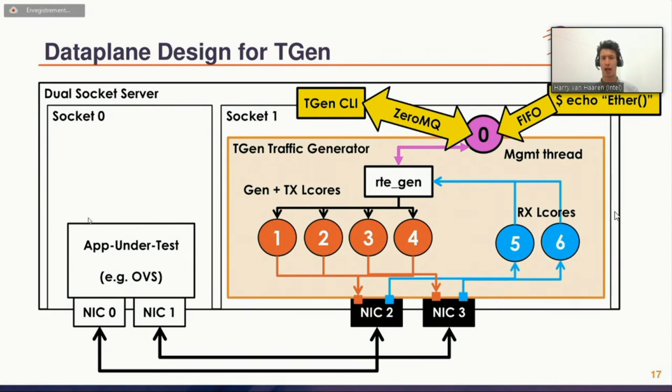I have a DUT over here on the left, but it really doesn't matter if we're testing OVS or any other application. With 4 cores, I find it's easy to saturate 100 gigabits, and on the 2 cores, we can also receive back 100 million packets per second, not gigabits, apologies, million packets per second. So you can do some really huge traffic generation with a couple of cores here.